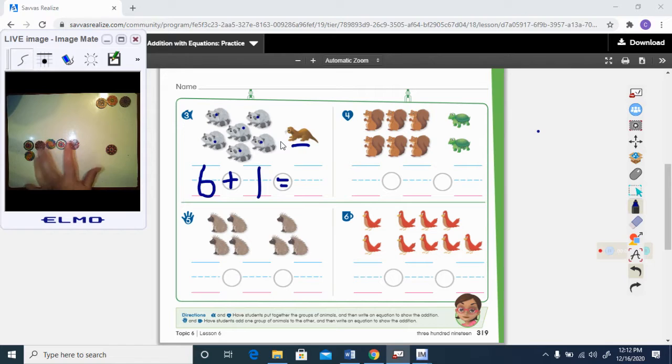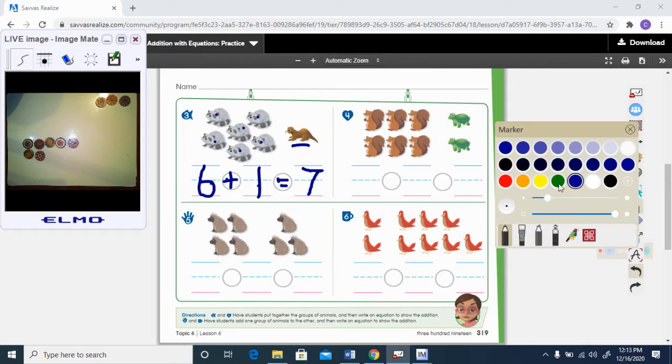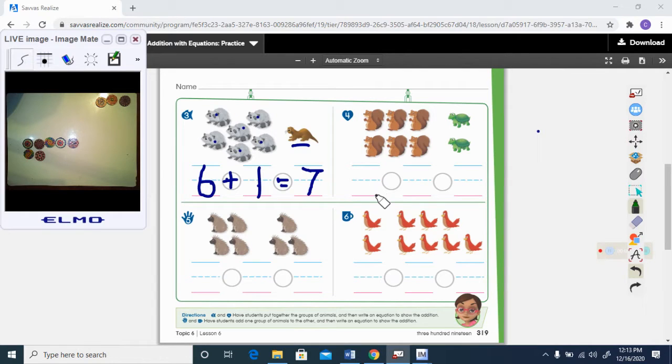I have 6, 7. I just count on. 6 plus 1 equals 7. Everyone say that with me real loud. 6 plus 1 equals 7. Nice job. Now let's look at the next one.